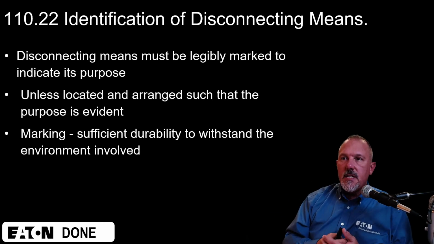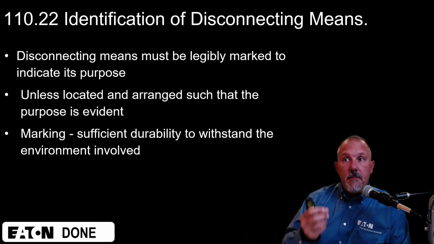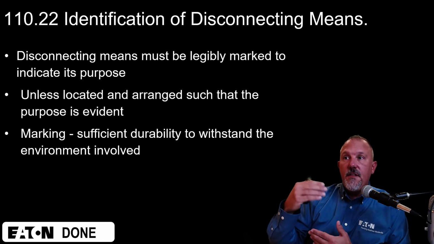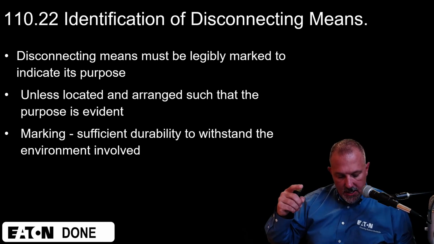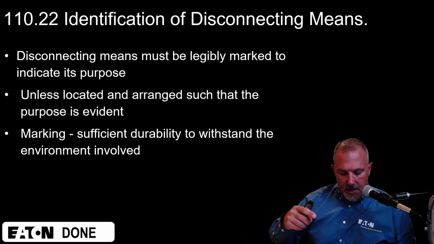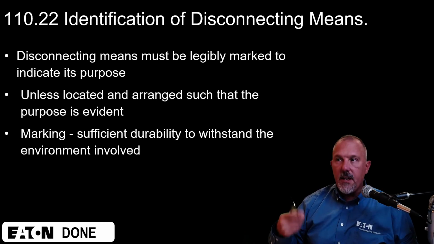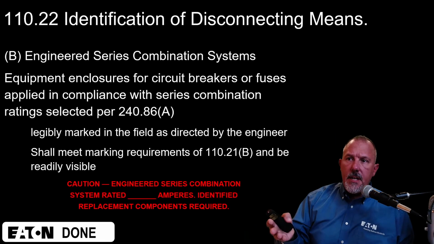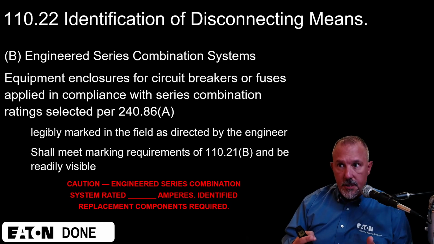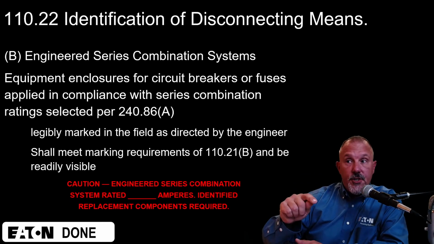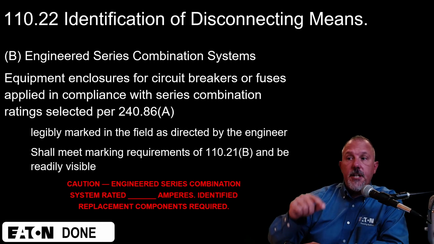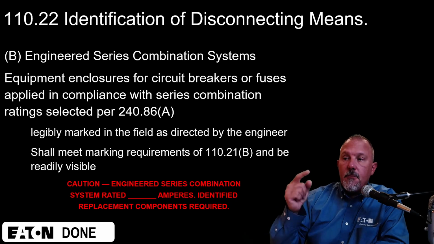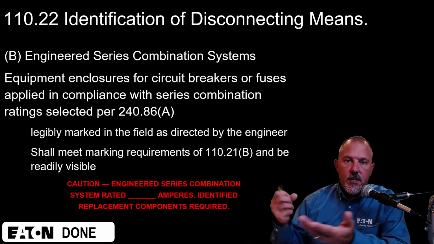110.22, identification of disconnecting means. Disconnecting means must be legibly marked to indicate its purpose, unless located in a place such that the purpose is evident, with marking sufficiently durable to withstand the environment. And that's the, in the tested combinations, we say 110.22(C) for marking of series combinations. And what it says in 110.22(B), if you're doing an engineered solution, the equipment has to be marked, caution, engineered series combination system rated, say 65,000 amps. Identified replacement components are required, or just the word required.